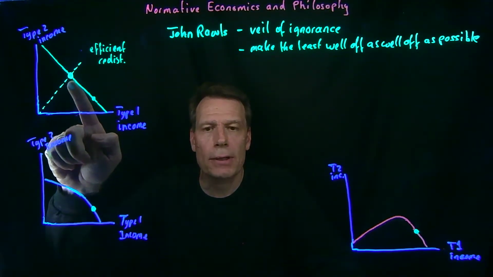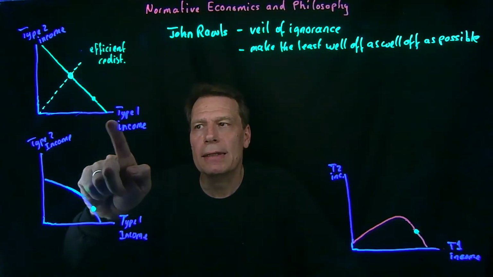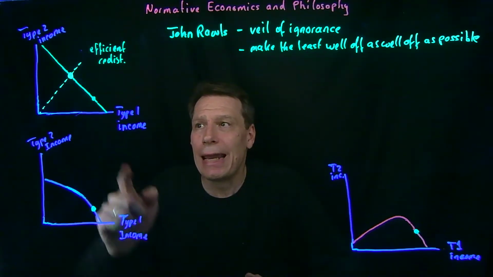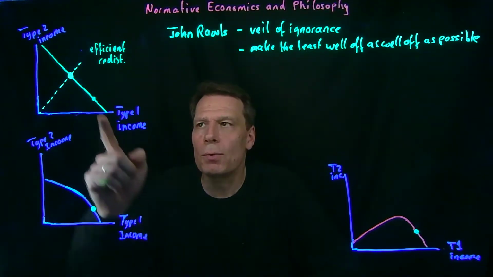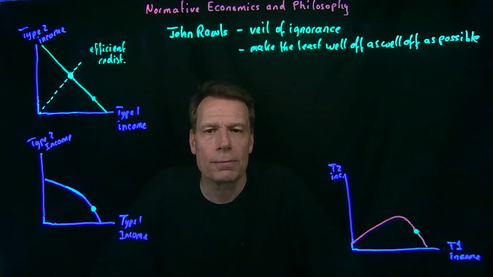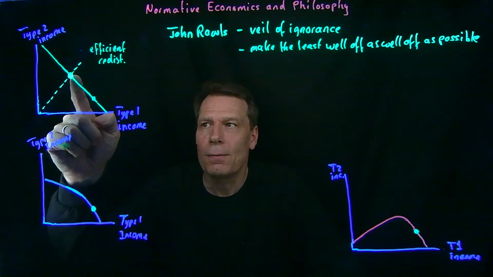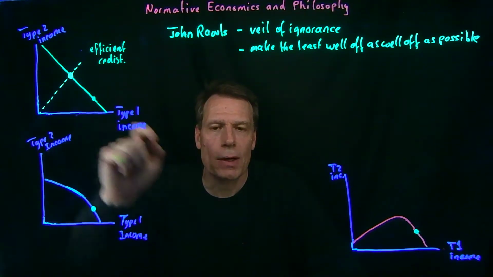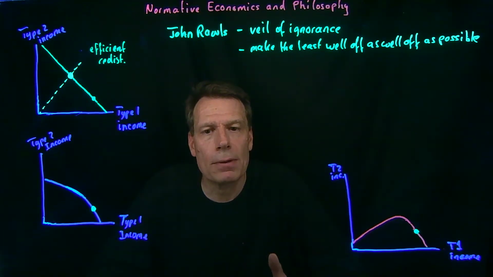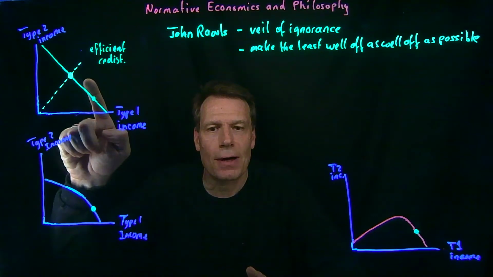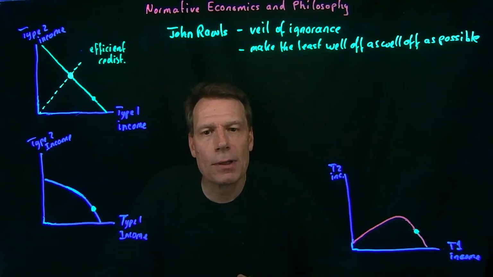Well, if we start at this point and move to the left, we're making type 1 people worse off. So they become the least well-off people, and they're becoming worse off. So we wouldn't want to move in this direction according to Rawls. We want to make the least well-off as well-off as possible. If we are moving to the right, on the other hand, we're making type 2 people less well-off. They become the least well-off people, and they're becoming worse off. So this point, in fact, does satisfy Rawls's criterion. The least well-off person is as well-off as possible.